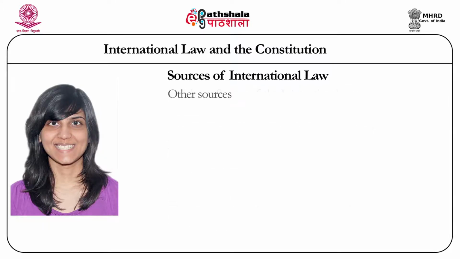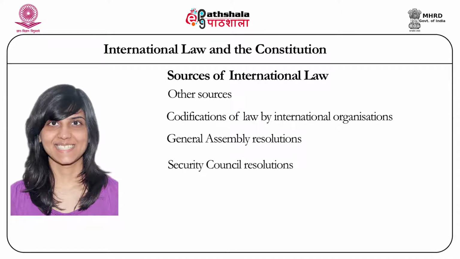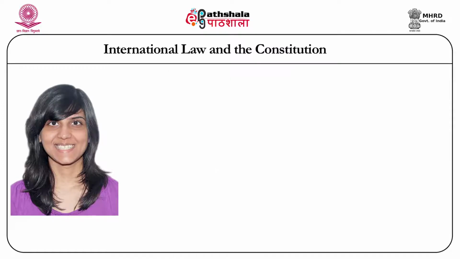There are also other sources of international law, such as codifications of law by international organizations, as well as resolutions of the General Assembly and the Security Council of the United Nations. Of all these, the two most significant sources of international law are international conventions or treaties and customary international law. Treaties are binding agreements among sovereign states.